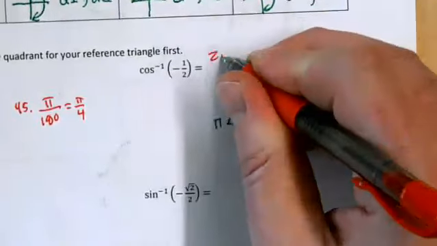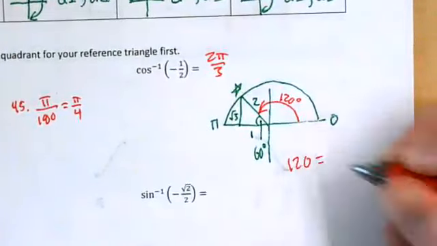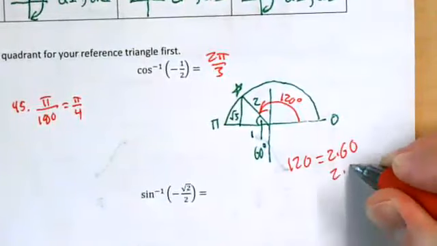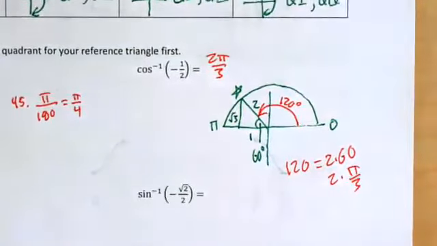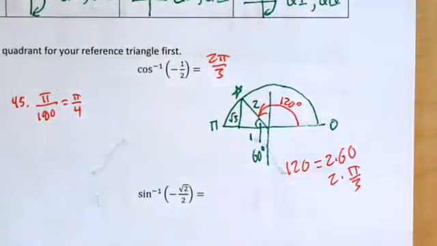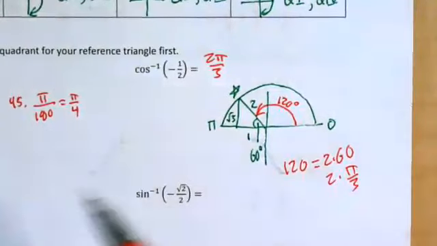So my thought process for 120 is equal to 2 times 60, and I know that 60 is pi over 3. So if you can memorize that 60 is pi over 3, that 30 is pi over 6, and that 45 is pi over 4, you can use this little trick to figure out radians really quickly. Or you can always do it the long way. All right, let's keep going.